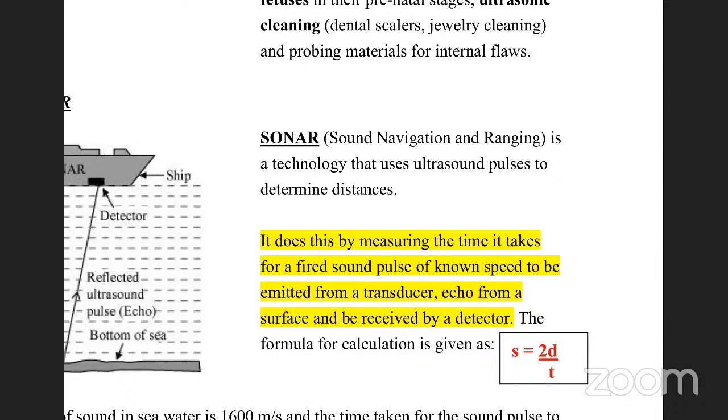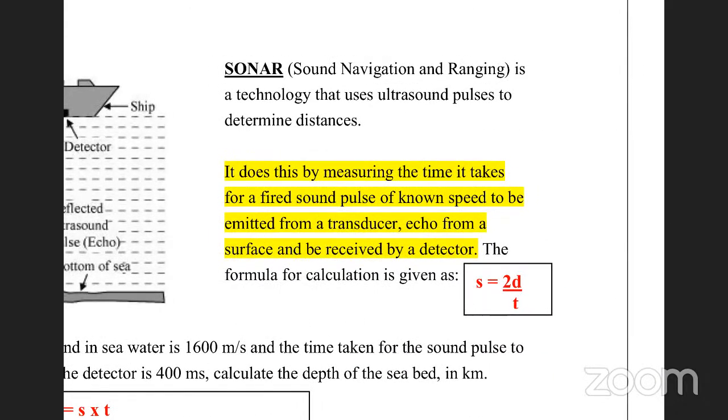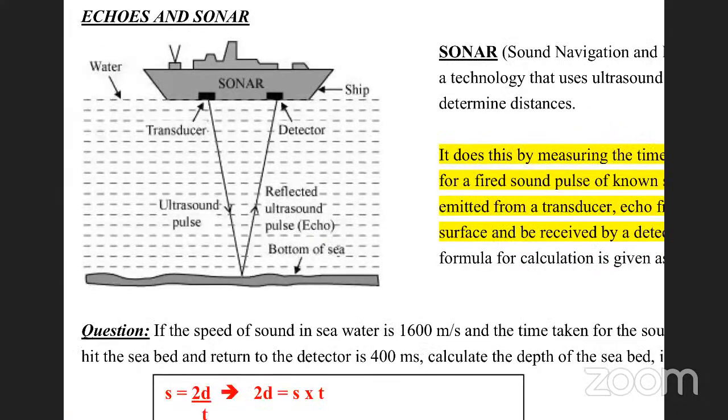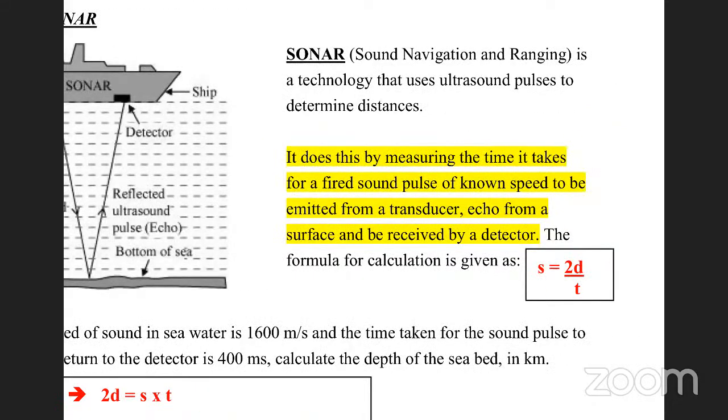The formula is given by 2D over T. Anybody could tell me why they put 2D over T? Why they put speed as twice the distance divided by time? Anybody has an idea why?